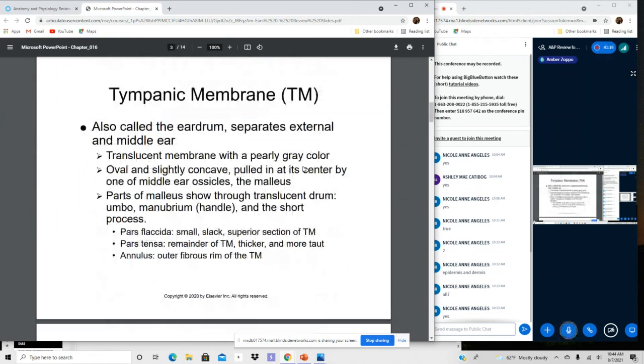The tympanic membrane, also called the eardrum, separates the external and middle ear. It's a translucent membrane with a pearly gray color. It's oval and slightly concave, and it's pulled in at its center by one of the middle ear ossicles, the malleus. Parts of the malleus show through the translucent drum, the manubrium and the short process. The pars flaccida is a small, slack, superior section of the tympanic membrane. The pars tensa is the remainder of the tympanic membrane, and it's thicker and more taut. The annulus is the outer fibrous rim of the tympanic membrane.